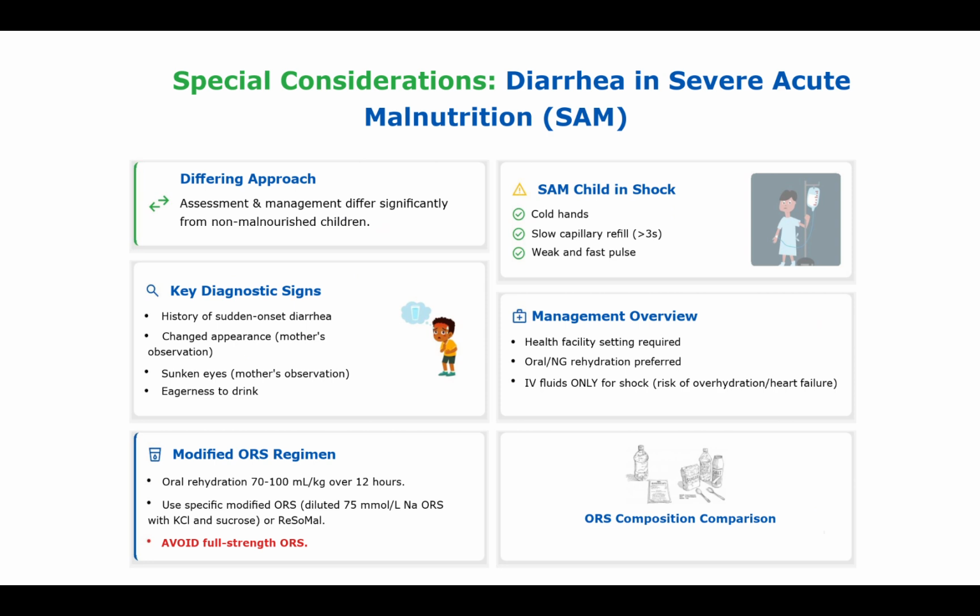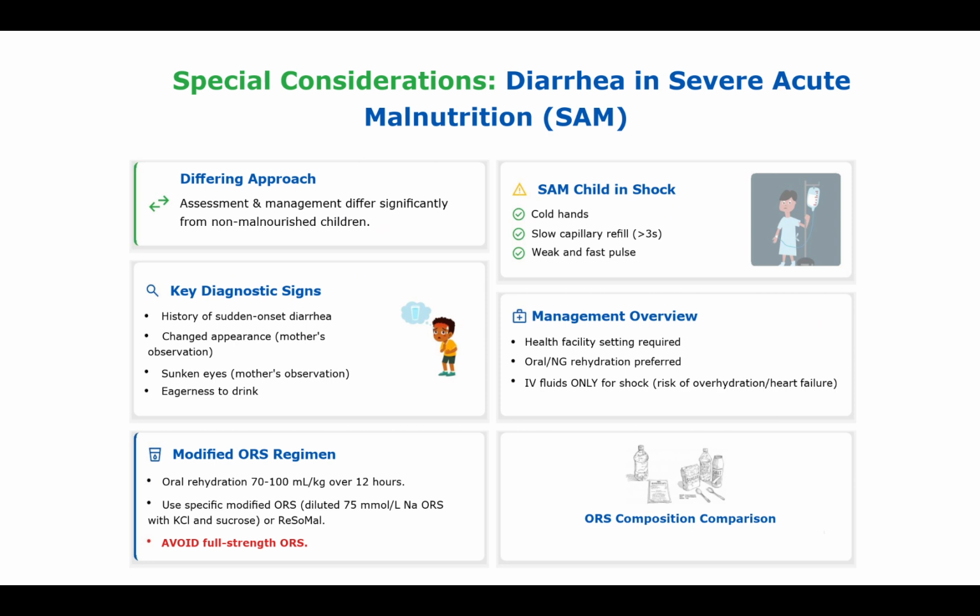A severe acute malnutrition child in shock presents with specific signs: cold hands, a slow capillary refill time greater than 3 seconds, and a weak and fast pulse. These are critical indicators requiring immediate attention. Management for these children with diarrhea must occur in health facility settings. Oral or nasogastric rehydration is preferred. Intravenous fluid should be used only for the treatment of shock due to the significant risk of overhydration and subsequent heart failure in these fragile patients.